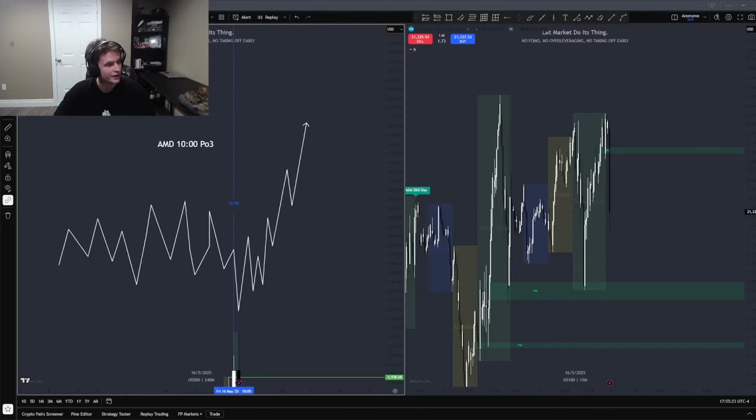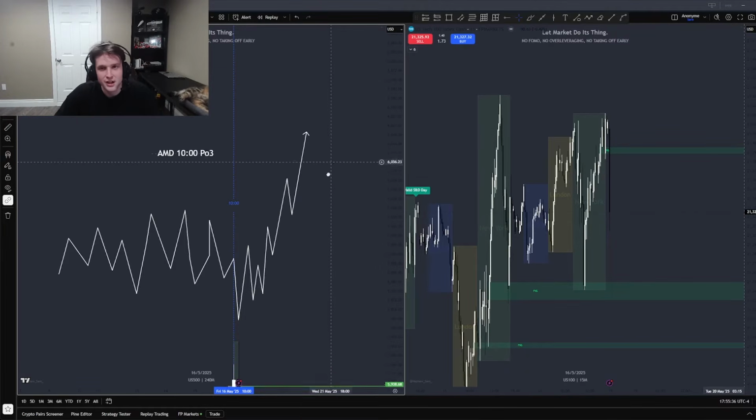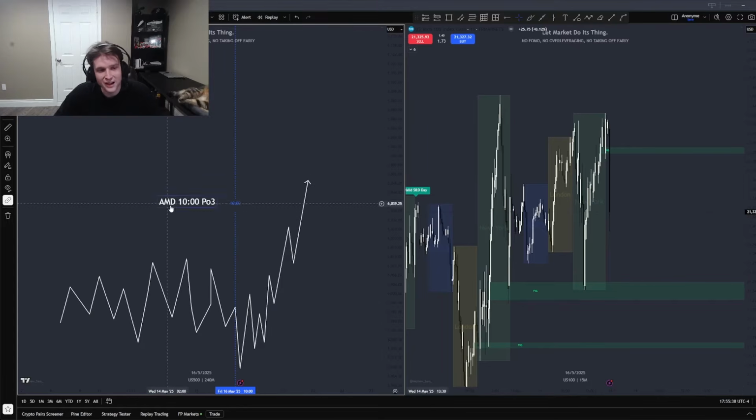Today we are going to learn about the 10 o'clock power of 3, and that is one of the most powerful models on its own. You need only that pretty much as a strategy, risk management aside. Really, when you go into the charts, all you need to look for is the accumulation, manipulation, distribution of the 10 o'clock candle, okay?